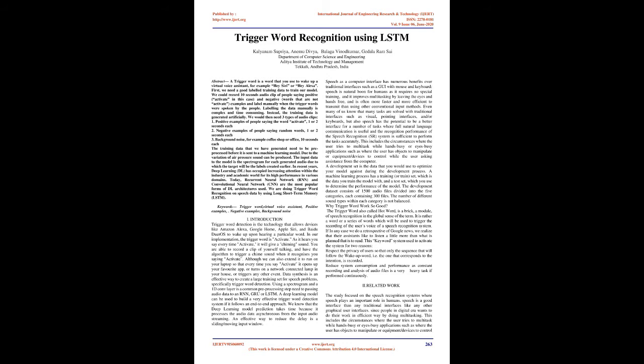A development set is the data that you would use to optimize your model against during the development process. A machine learning process has a training, or train, set, which is the data you train the model with, and a test set, which you use to determine the performance of the model. The development dataset consists of 1,500 audio files divided into 5 categories, each containing 300 files. The number of different sound types within each category is not balanced.